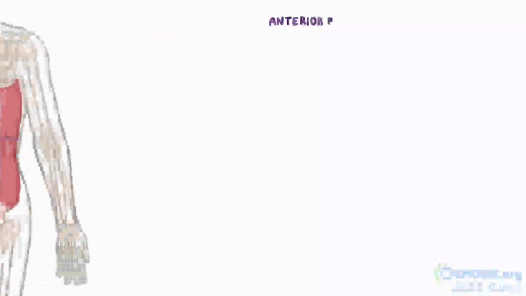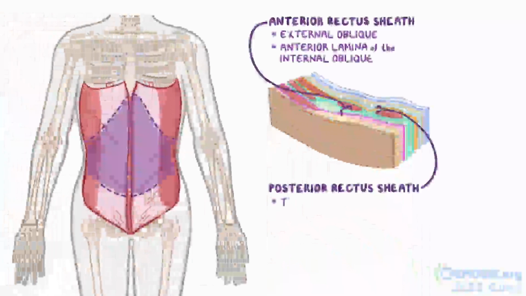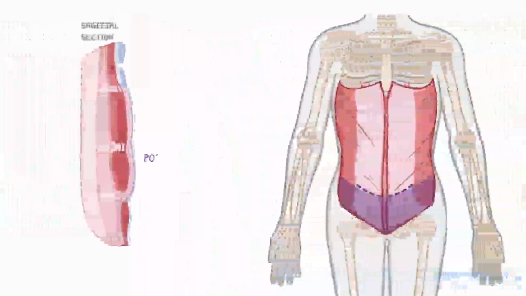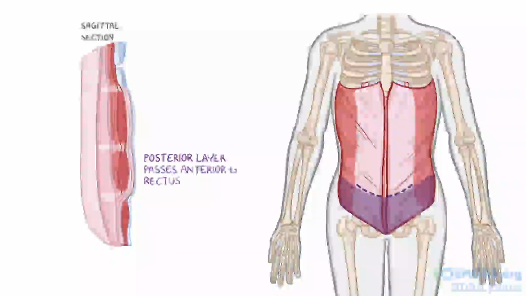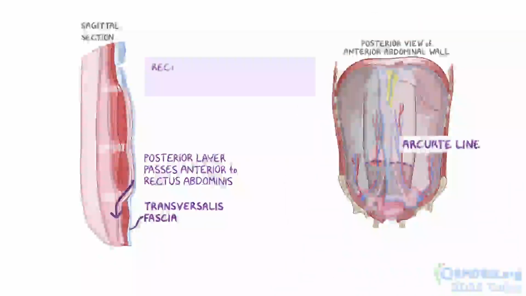The anterior layer of the rectus sheath is mainly formed by the external oblique and anterior lamina of the internal oblique, whereas the posterior layer is formed by the transversus abdominis and posterior lamina of the internal oblique. A third of the way from the umbilicus to the pubic crest, this posterior layer passes anterior to the rectus abdominis, ending the posterior rectus sheath and leaving only the thin transversalis fascia posteriorly. This transition is demarcated by the arcuate line. This rectus sheath incompletely envelops the vertical abdominal muscles, which are the rectus abdominis and pyramidalis.